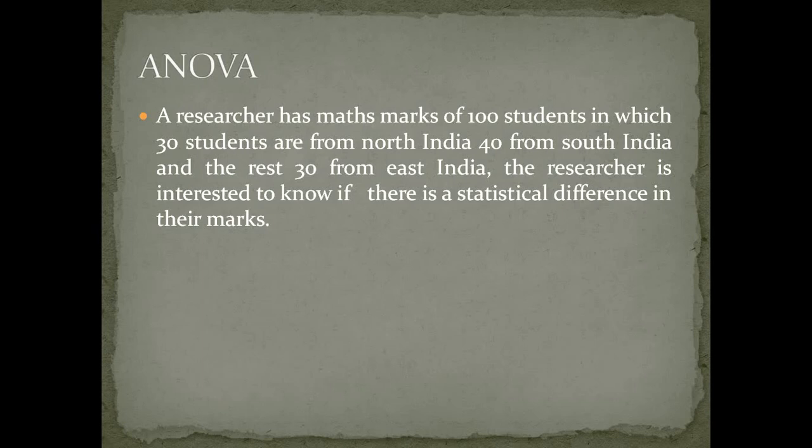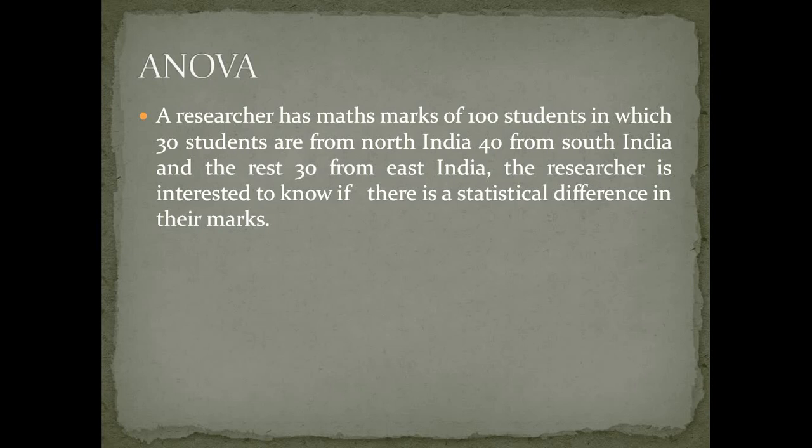Simple case study. The independent variable is the students that are from either North India, South India, or East India. Now, how many categories are there? I'm talking about the independent variable. There are three categories: North India, South India, and East India. The independent variable has to be in categories, but the categories have to be more than two. If it is two, please go ahead and use a T-test. If you have categories which are more than two, you have to use ANOVA. That's the basic difference between ANOVA and T-test.